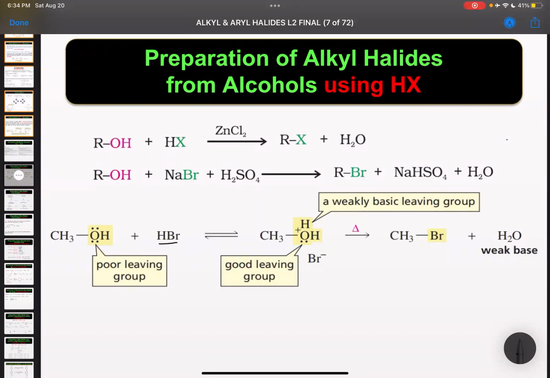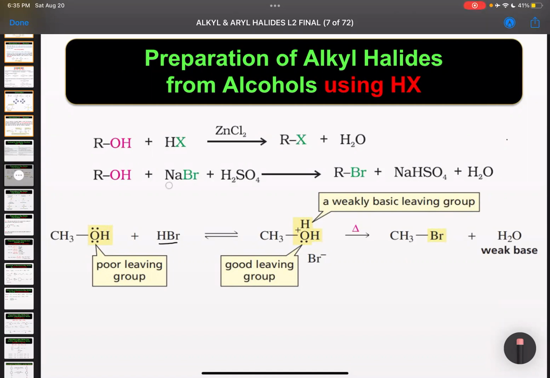So you can see HCl and ZnCl2 are always written together. Whenever you want to take that OH out, the ZnCl2 also has the same purpose. It is a Lewis acid catalyst, and it gets attached to the lone pair, and it helps to remove the OH. It is a Lewis acid catalyst.